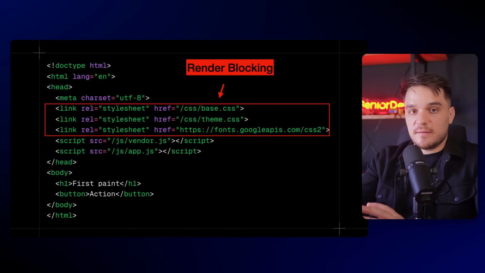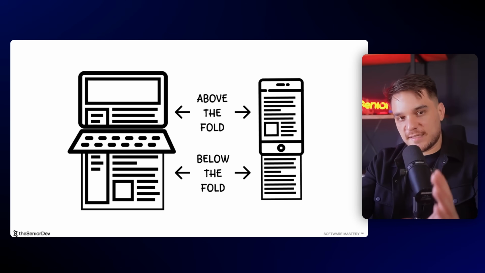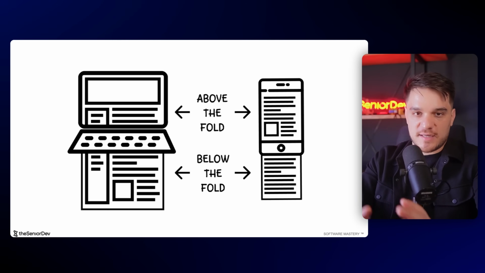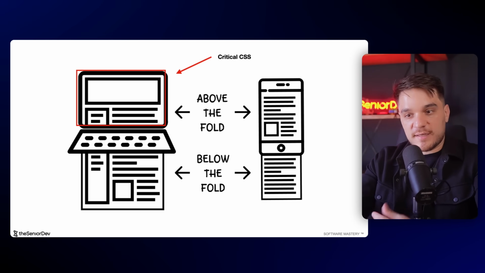Instead of doing that, with critical CSS, we focus on the above-the-fold CSS. That's basically the CSS responsible for showing that first section to the user, whatever is in the viewport. As you see here, it depends on whether they are on a desktop or on mobile. It will be different. And that's what we call the critical CSS.